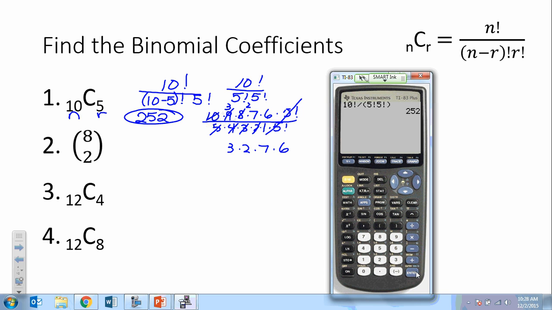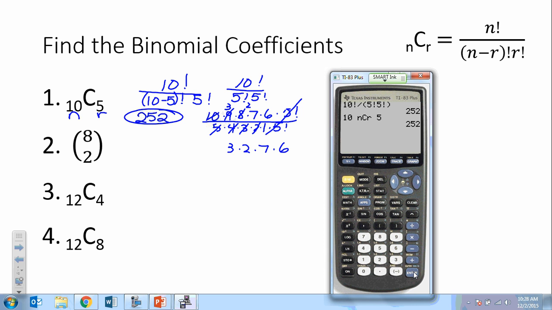And then there's an nCr button on your calculator. So the nCr button says start with your 10, then get the nCr button, and then type a 5. So 10, math, probability, option 3, and then we want a 5. All right, those with the Casios, did you figure it out? You okay with finding those? All right, so far so good?